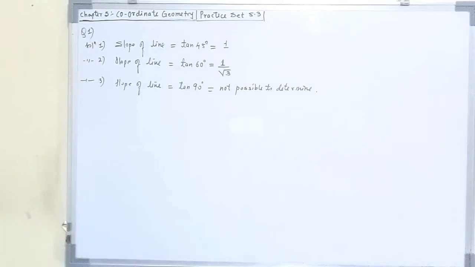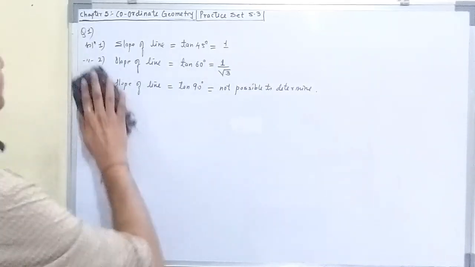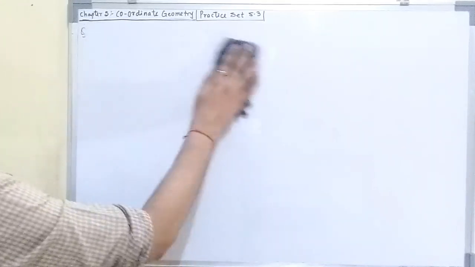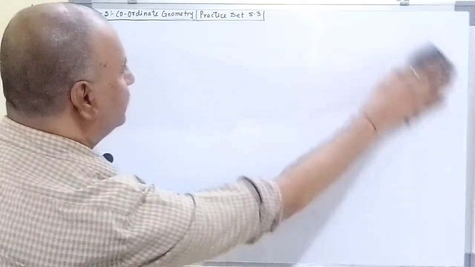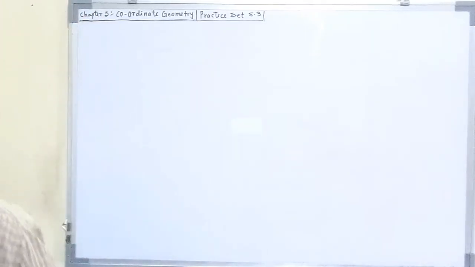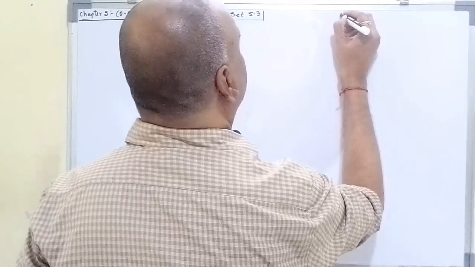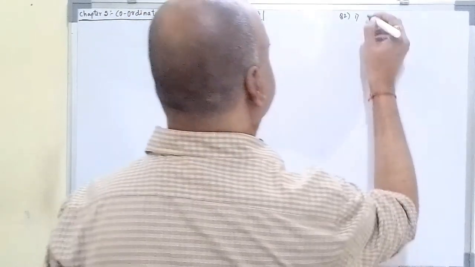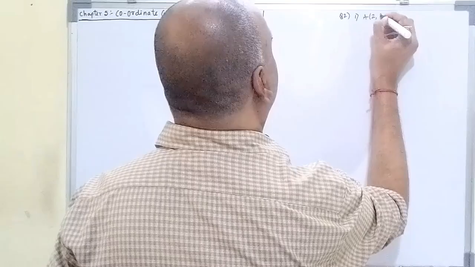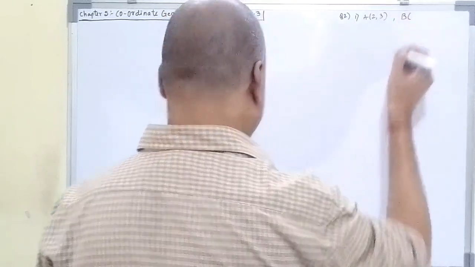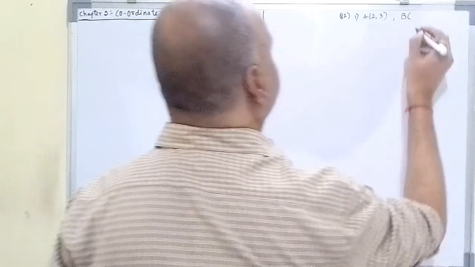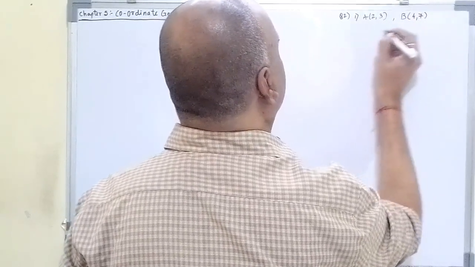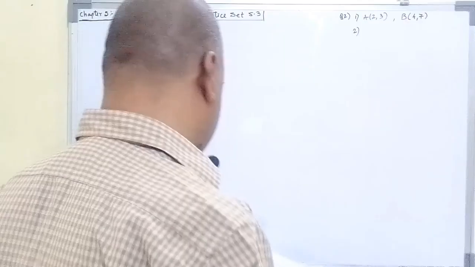Next, question number 2. They have given us different values and you have to find the slope of them. तो मैं यहाँ लिख लेता हूँ जैसे हम लोग फटाफट कर सकेंगे. क्वेश्चन 2 फर्स्ट क्या दिया है? A is 2, 3 and B is 4, 7. These are the 2 points on number line, so you have to find slope of line AB.